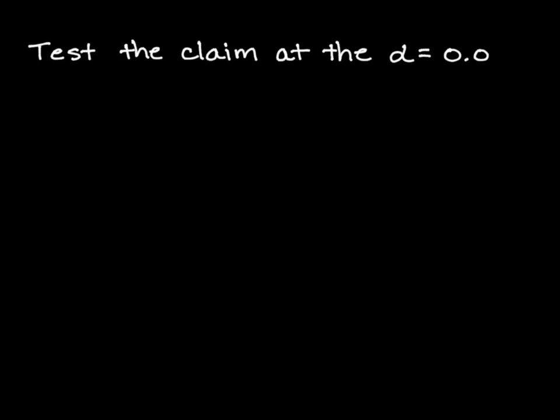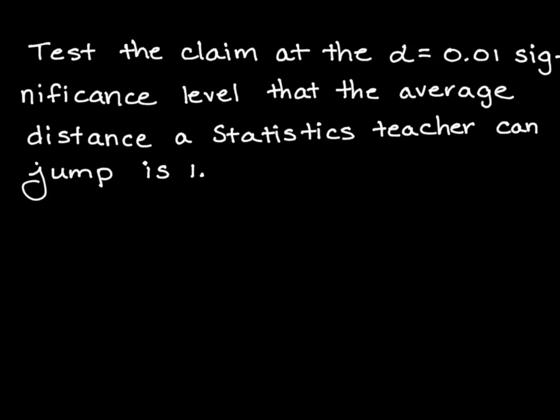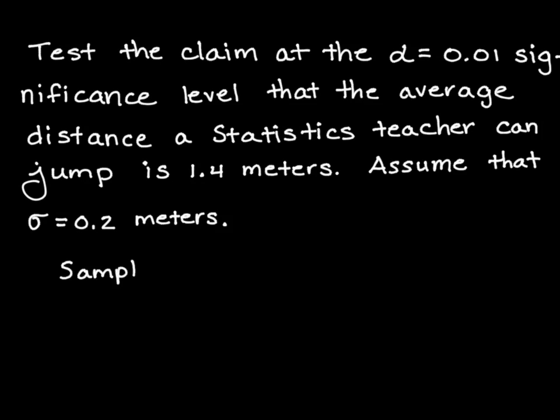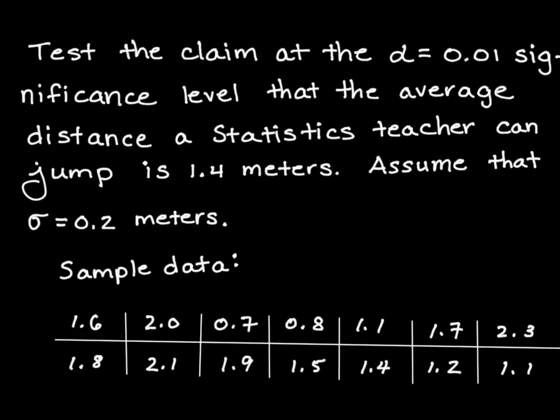All right, now let's look at this problem where we're testing the claim at the alpha equals 0.01 significance level that the average distance a statistics teacher can jump is 1.4 meters. Assume that sigma is equal to 0.2 meters and we have sample data that's being given.